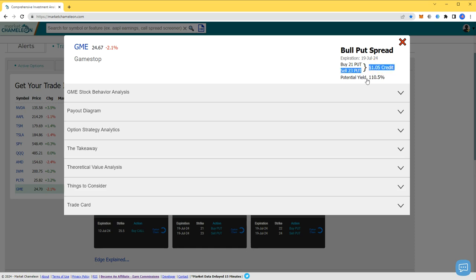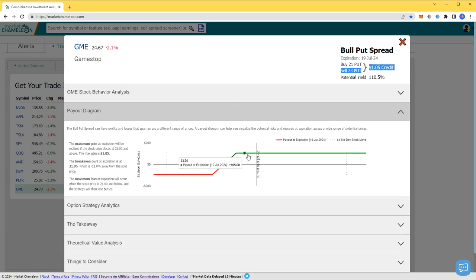$105 credit, $95 risk compared to $50. Payout diagram, you are here. You're already deep in the money. You need GameStop to go down all the way to even break even right here, and you lose all your money below 21, which is about 20% from here. And it tells you the maximum loss is at the price of 21, and then you will lose $95, and the break even is $21.95, 11% from here. So GameStop needs to lose 11% just for you to break even. That's how this trade works, which is pretty insane, not gonna lie.